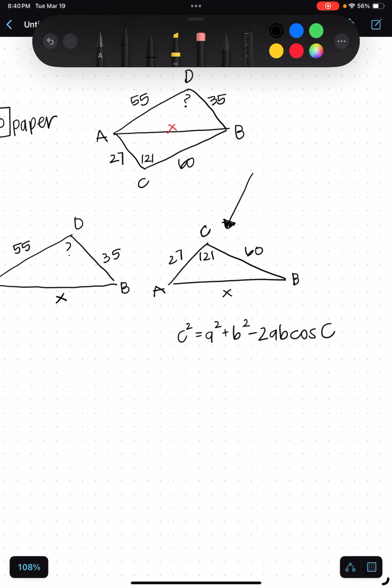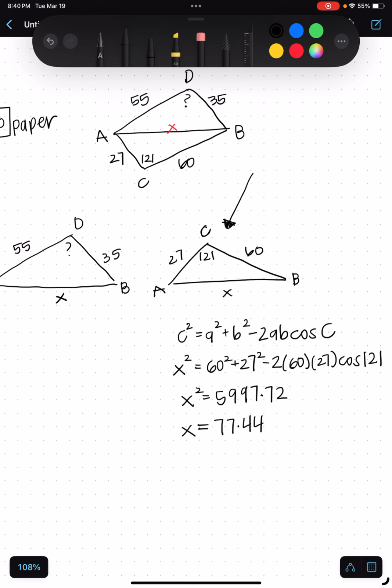And then let's plug in what we know. So X squared, because that's our side X, is equal to 60 squared plus 27 squared minus 2 times 60 times 27 times cosine of 121. I plugged all of this into my calculator beforehand, and you can plug it into the calculator too. So X squared is equal to 5997.72.